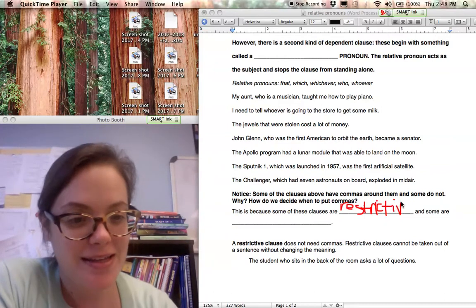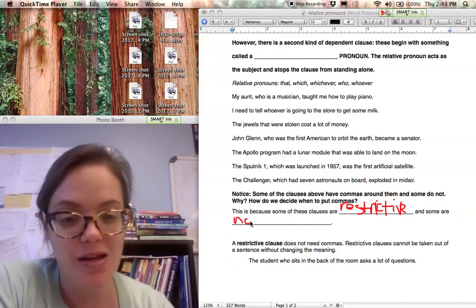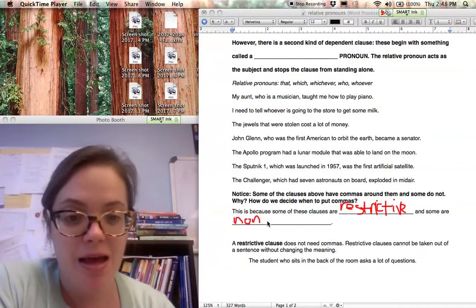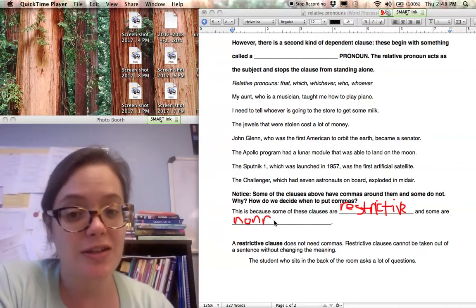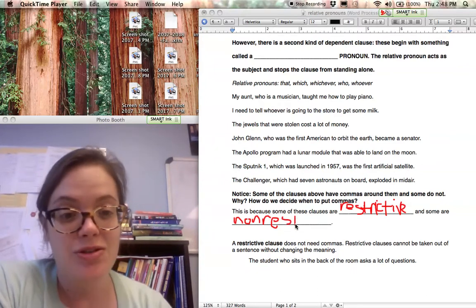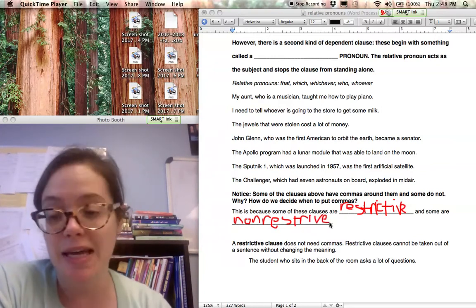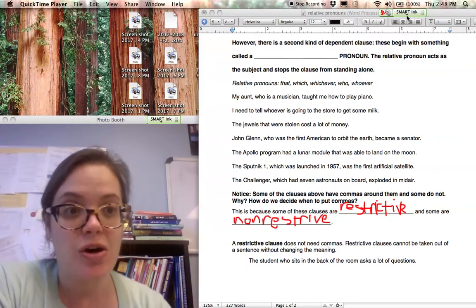All right. Some of the clauses are restrictive. Some are non-restrictive. Okay, so let's talk about the difference. A restrictive clause does not need commas. Restrictive clauses cannot be taken out of the sentence without changing the meaning. So they don't have commas, and you can't take them out of the sentence. Okay? So here's an example.